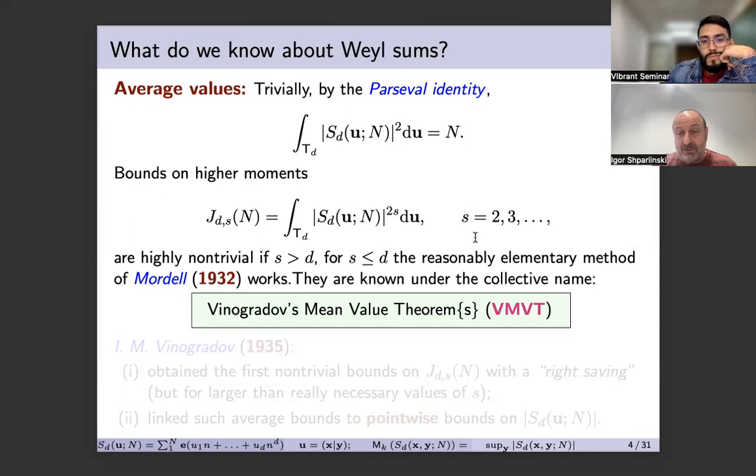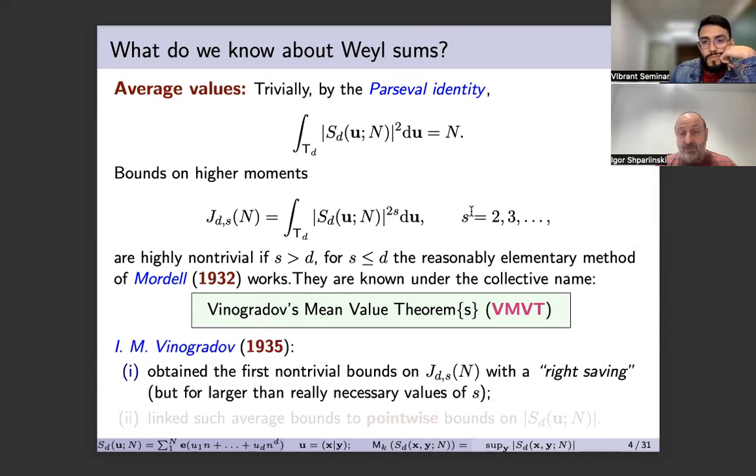So it's better to use plural here, I guess. And we call them Vinogradov's mean value theorem because Vinogradov himself was the first who obtained the first non-trivial bounds on these moments, J sub d,s of n. And in fact, with the right saving. But what wasn't right in his result is the value of s for which this happens. So he obtained the right bound, but only for very large values of s, larger than you would like to have.